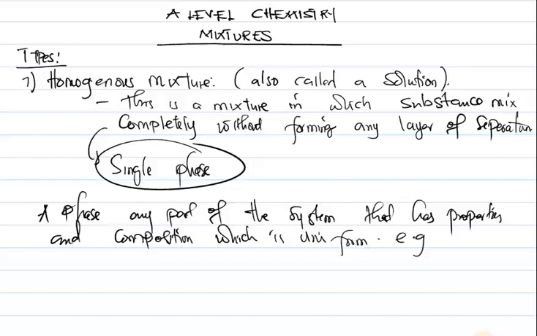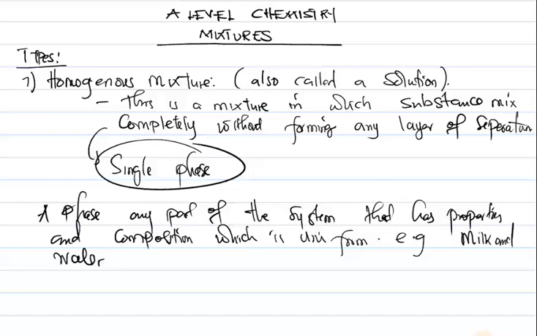For example, let's say when you mix milk and water. When you mix milk and water, they become one phase. You can't tell which one is water, you can't tell which one is milk. Okay? So, that's what we need to know about a homogeneous mixture.